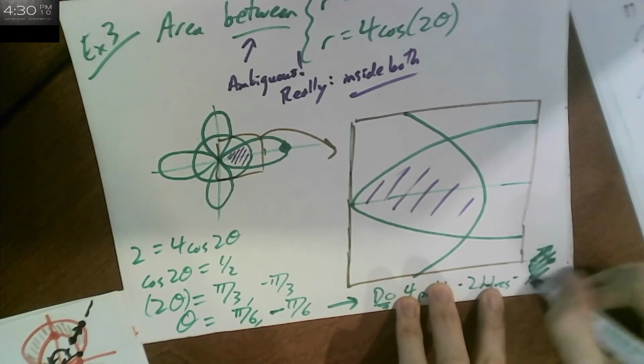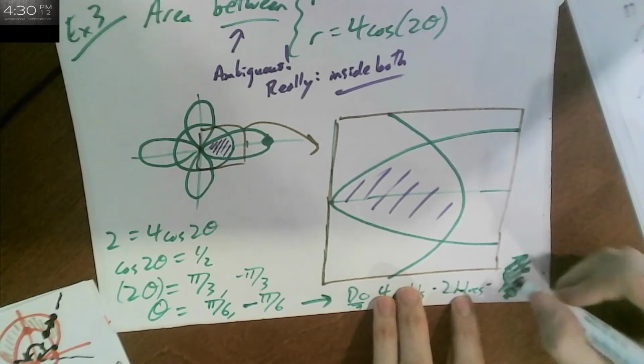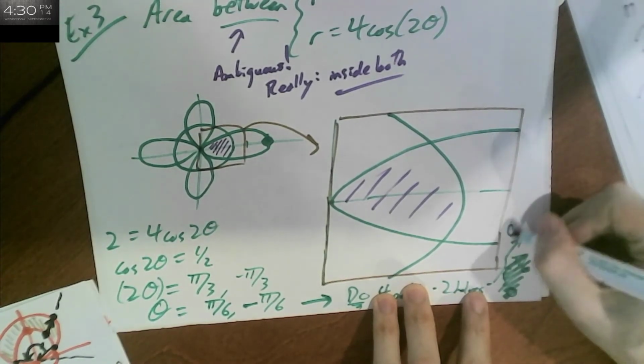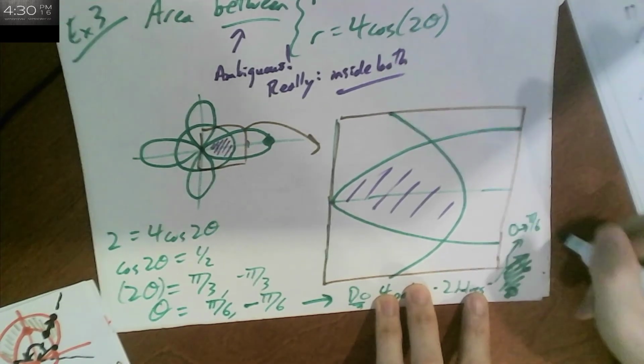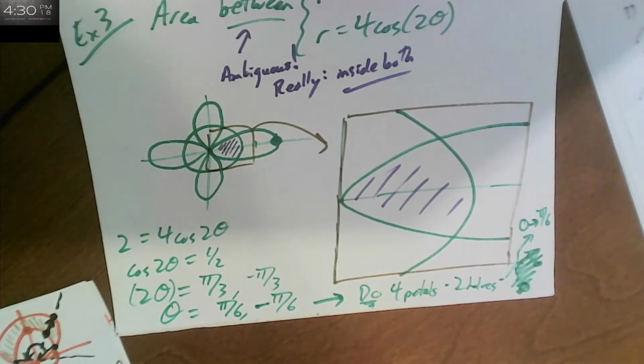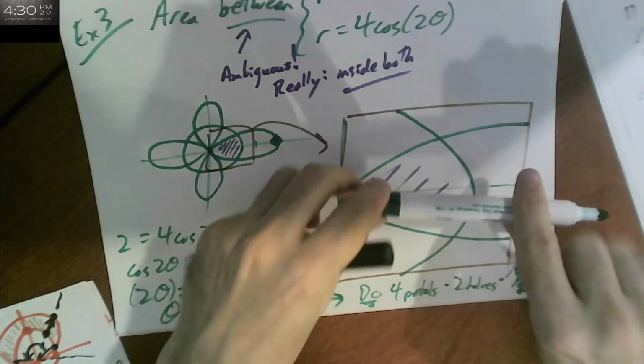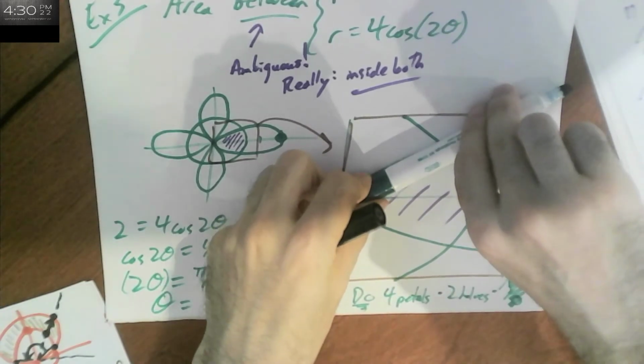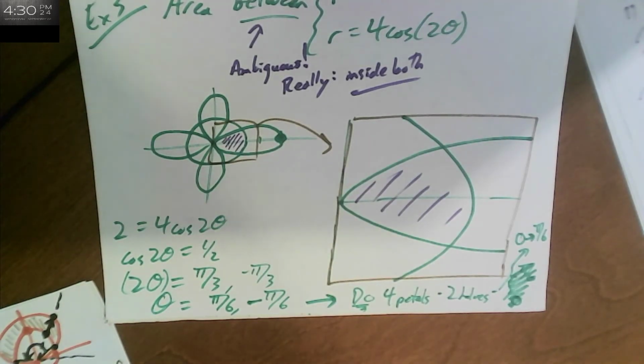No, I shouldn't write that. That was a terrible idea. Please ignore the last 10 seconds. 2/2 times 0 until pi over 6. I'm going to write it that way, okay? The region we care about goes from 0 until pi over 6. Yes? Good.